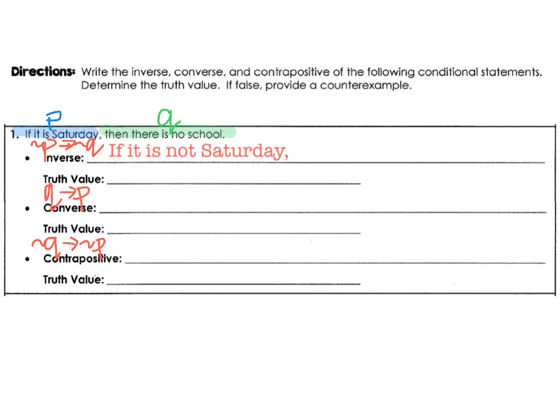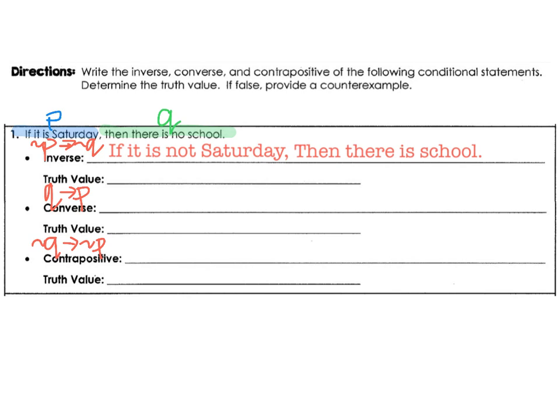So if it is not Saturday, then there is school. Done. All right? So now we wrote the inverse of the statement. If it is not Saturday, then there is school.